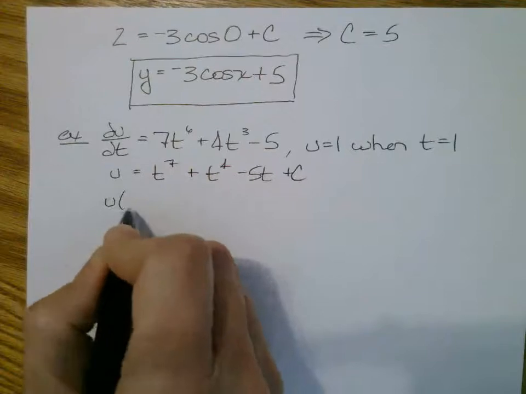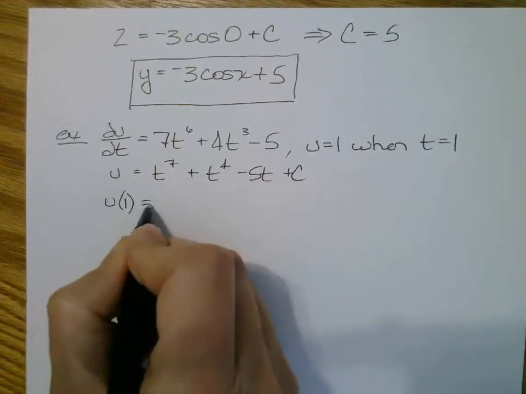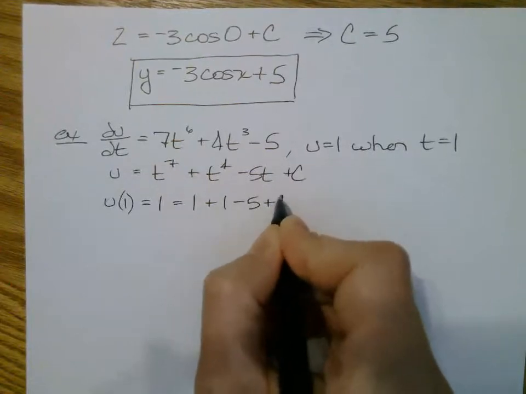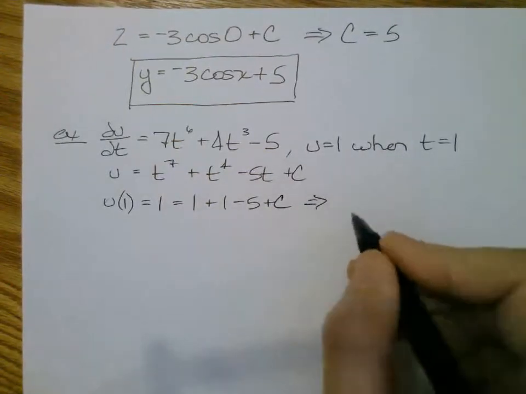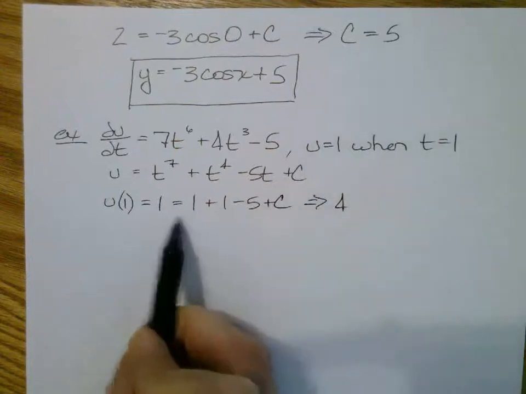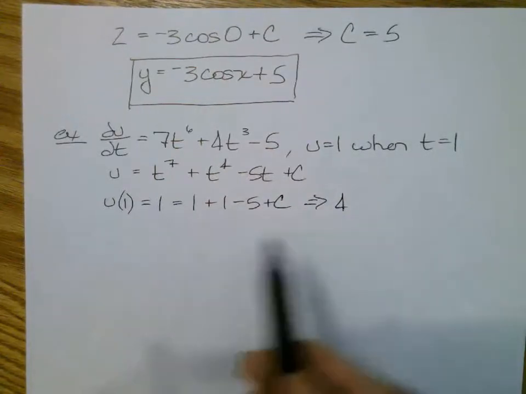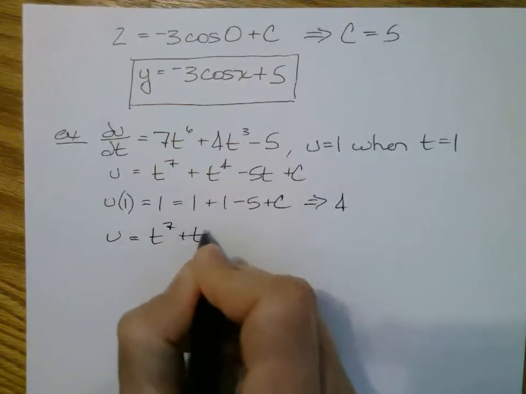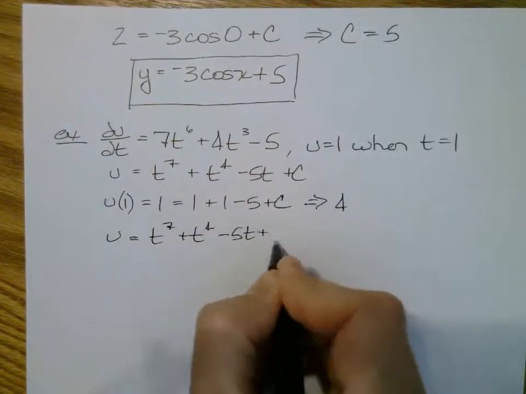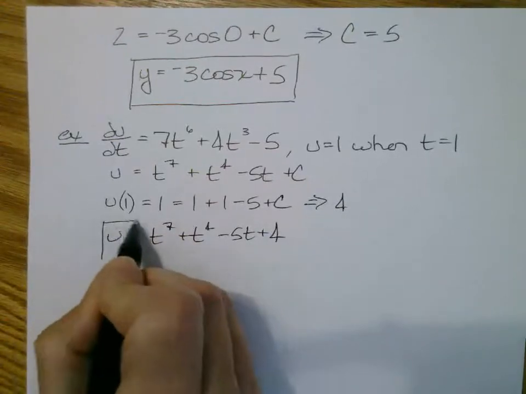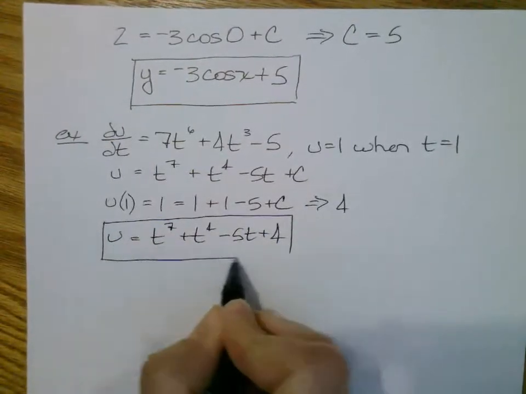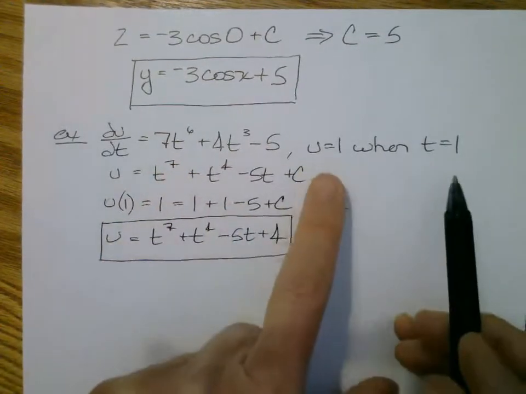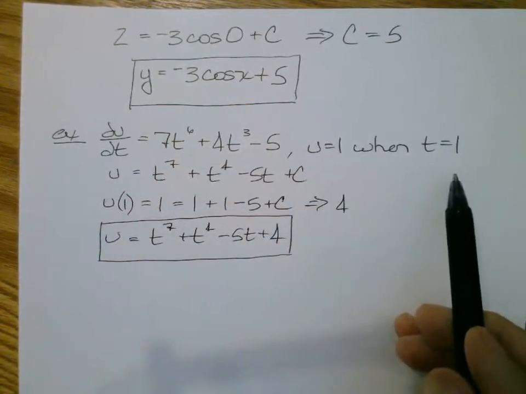I'm going to go ahead and do the details here. We get C is 4. And we substitute 1 in, set equal to 1. We get 4, so particular solution. There it is, and that's the only one that both has du dt as its derivative and satisfies u of 1 is 1.